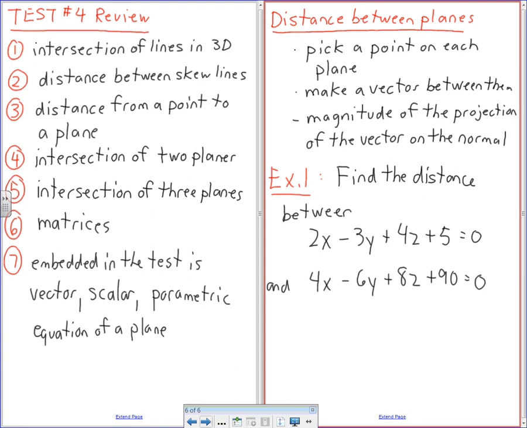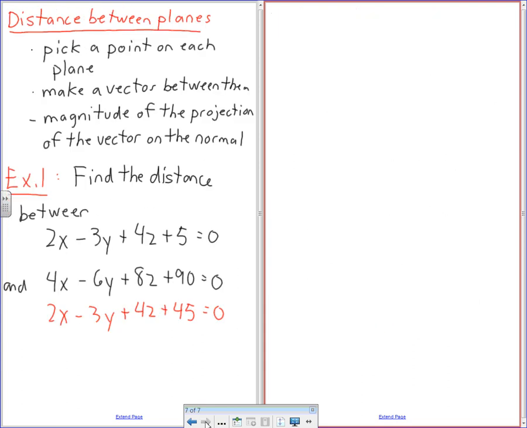If I look at this second equation, what I'm going to do is put it in those terms, to change this one into 2x minus 3y plus 4z plus 45 equals 0. So what I'm going to do is choose a point off each plane. P1 is going to be, oh, I picked off the one, didn't I? I'm going to pick the point negative 1, 1, 0.